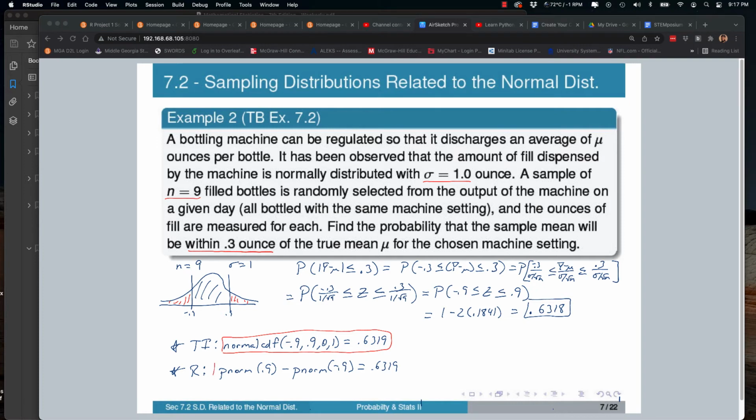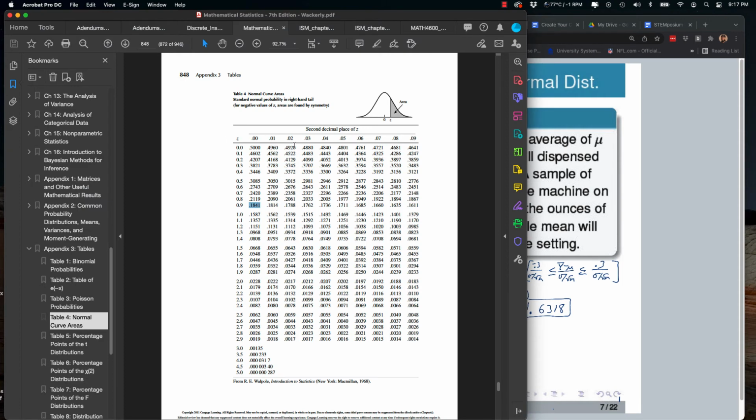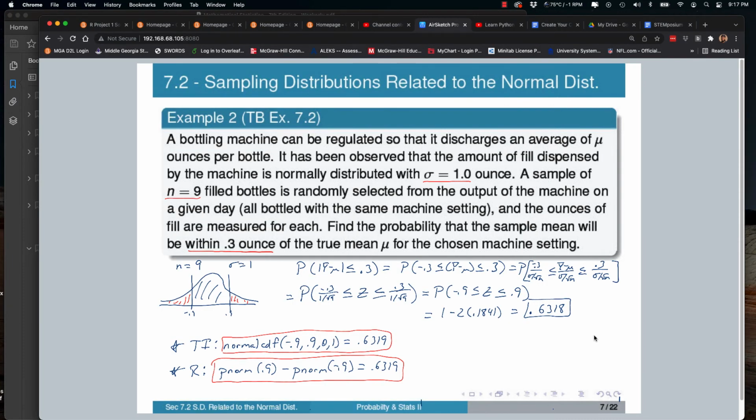If you use R, just write this out in its entirety. If you use the table, just note I used table 6, I think it was, the normal distribution is table 6. Table 4 is the normal curve. It's table 4 in appendix 3. All right, notate that for me.